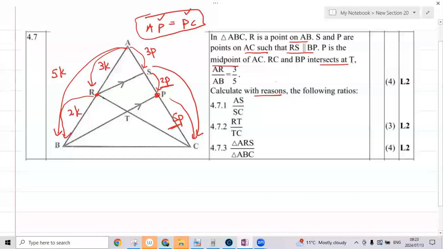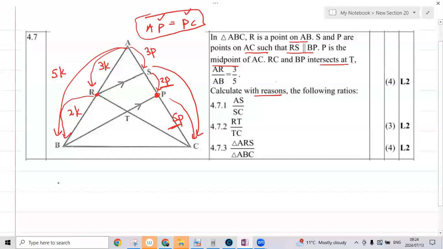And remember that they gave us a pair of parallel lines RS and BP. So if those two lines are parallel, it divides our sides in proportion. That means AR over RB equals AS over SP. So we call this 3K over 2K because they told us that AR over AB is 3 over 5. So there we wrote 3K over 5K, and then RB must be 2K. So let's structure our solution now. What are we going to do? So AS over SC. So I think we managed to solve that one. Let's write it down.